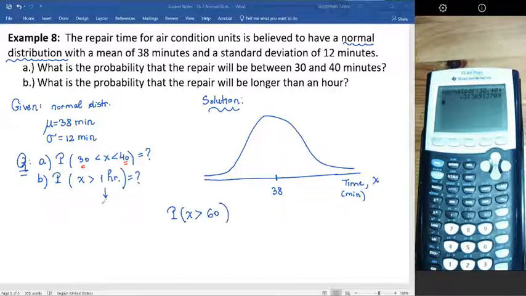So this is important. Convert it to minutes. And then I will go ahead and sketch the graph. So right here, I have 38 minutes. So 60 minutes will be here somewhere. I know it's to the right. And I will shade the corresponding area.